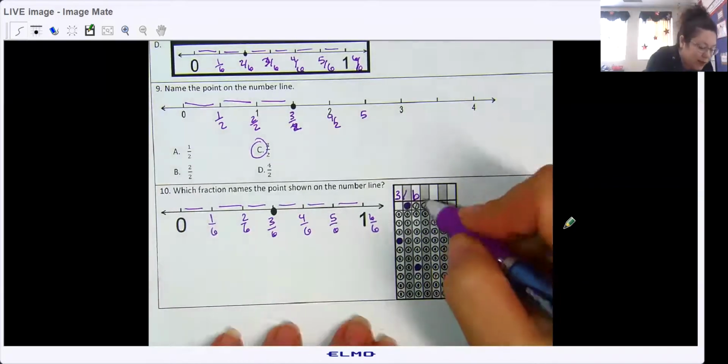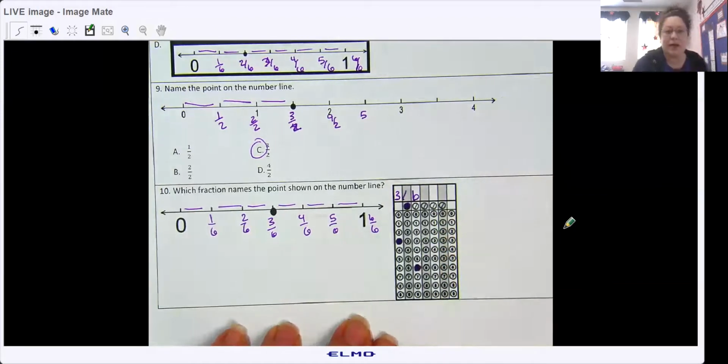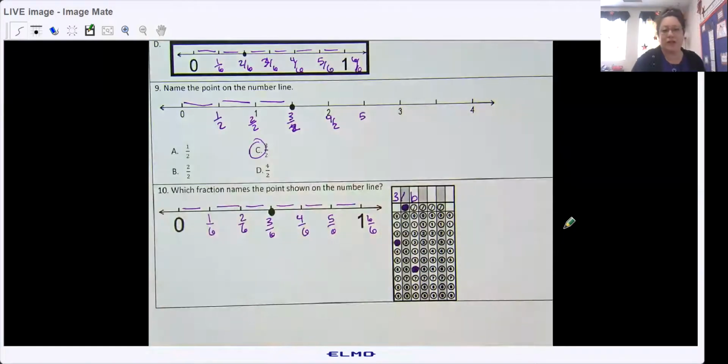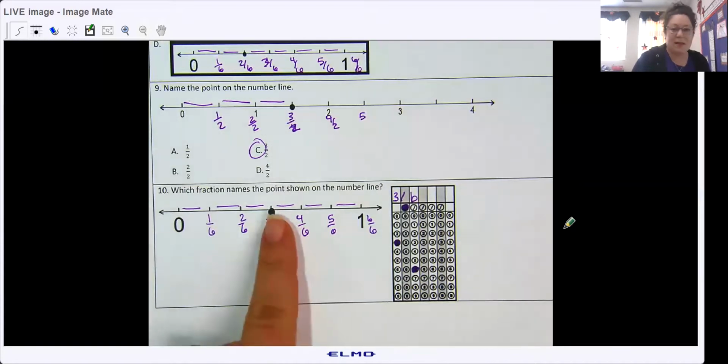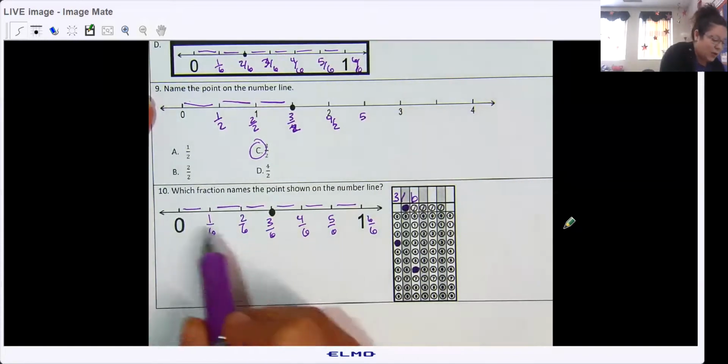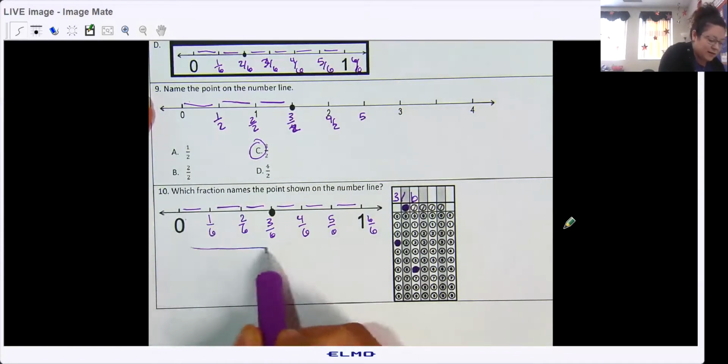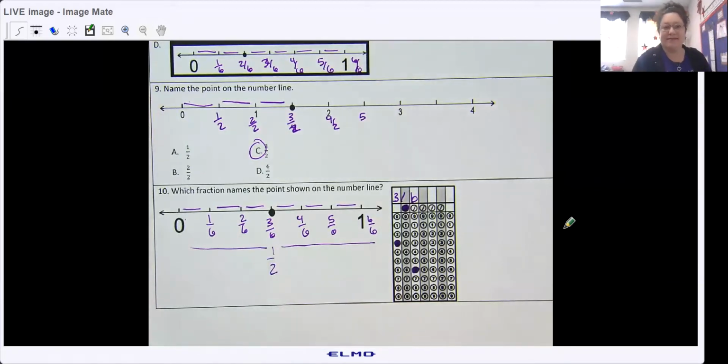Again, make sure you're bubbling in the right number and you're staying in the right column, because the bubbles are what gets graded, not what you write in the box. What's the same thing as 3/6? It's right in the middle. So it would be 1/2, would be our equivalent fraction.